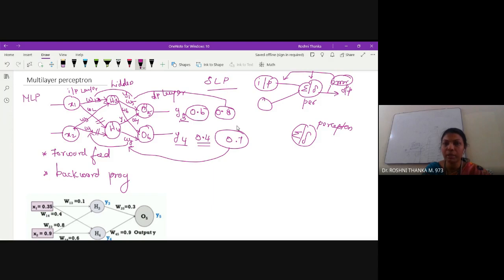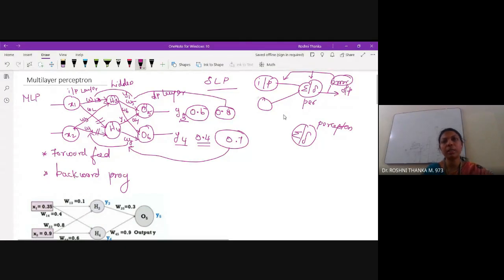Otherwise, once again, we will be finding the error in that particular place, going back, updating the weight, again going back, updating the weight. We'll do this until we are able to reduce the error in the output layer. So this is what we've done in the multiple layer perceptron. I hope you got the basics of the multiple layer perceptron.